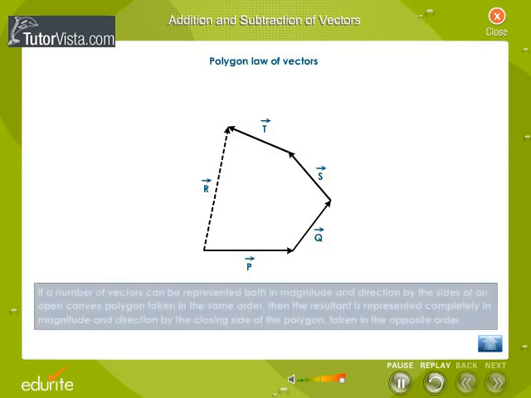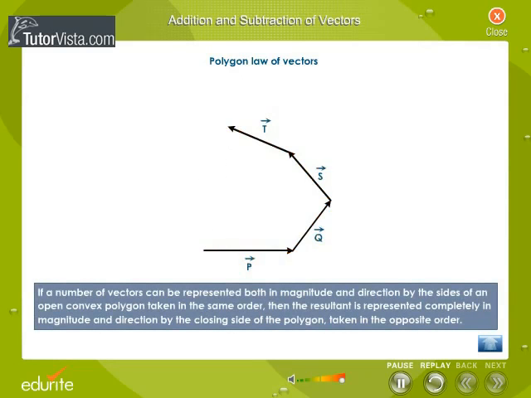It states that if a number of vectors can be represented both in magnitude and direction by the sides of an open convex polygon taken in the same order, then the resultant is represented completely in magnitude and direction by the closing side of the polygon taken in the opposite order.